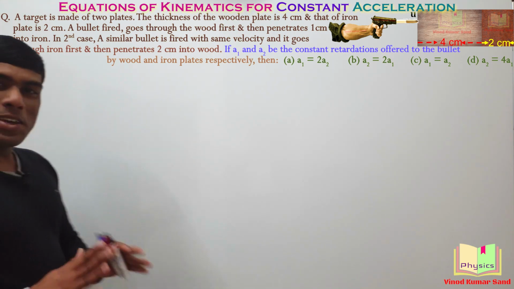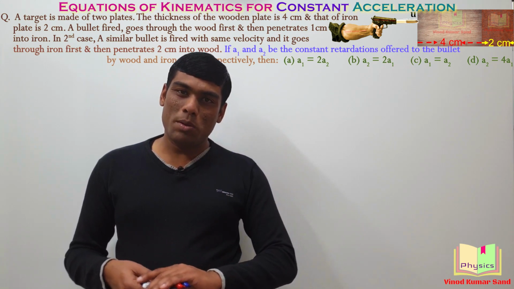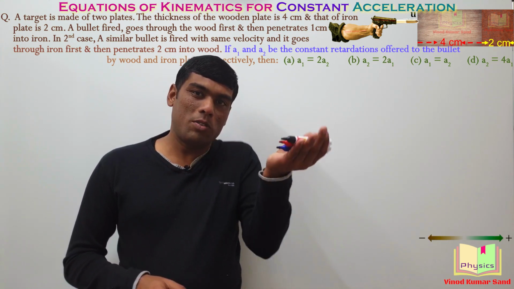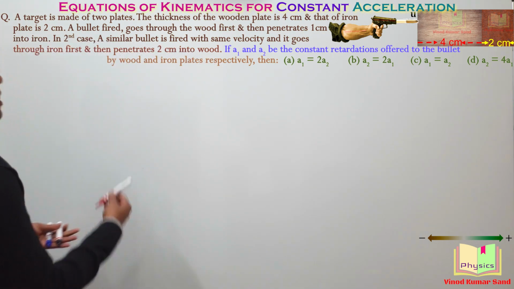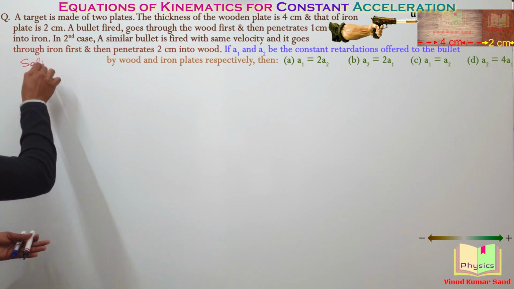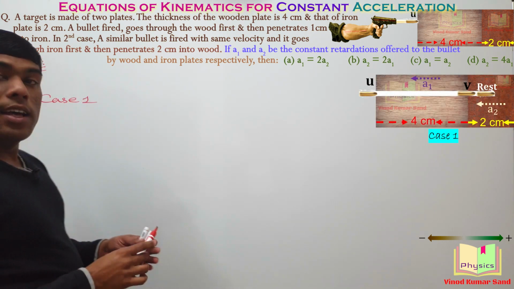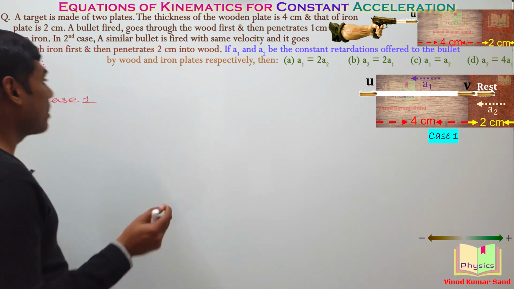Okay, I hope you are done with your calculations. Before starting the solution, we choose the proper sign convention, the direction. So this direction we are choosing as positive and this one we are taking as negative. I am starting the solution here. First of all, we'll talk about case 1. In case 1, the bullet is finally stopping in the iron.